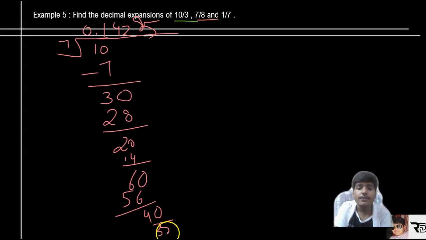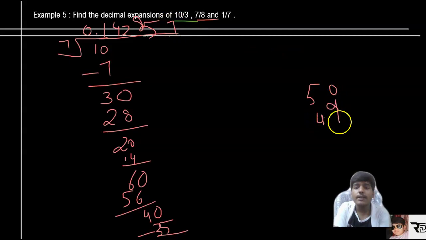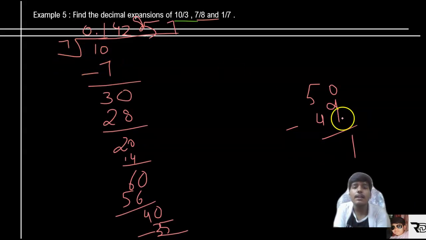So 40 minus 35 gives me 5. Again I'll put a 0 over here. Now 7 into 7 is 49, so I'll be left with a 1 in my denominator. Now you see very carefully, I started with a 1 and I came back to 1.